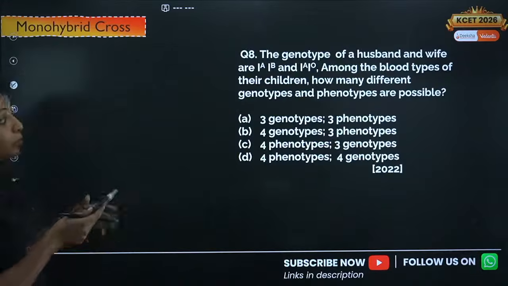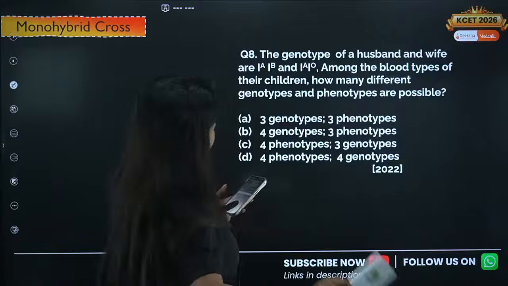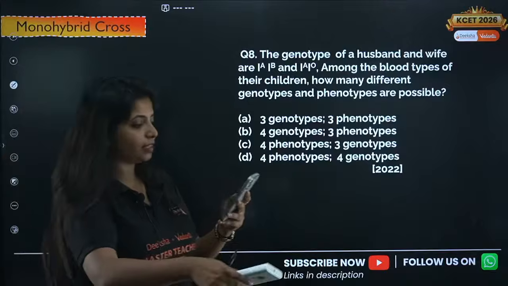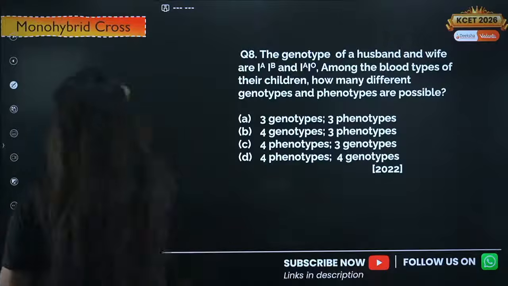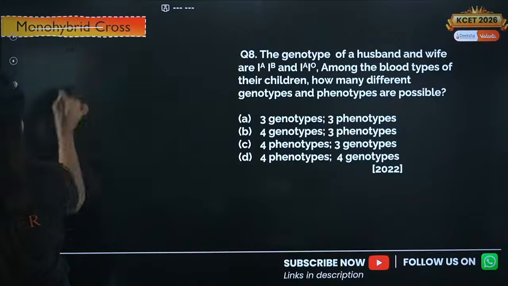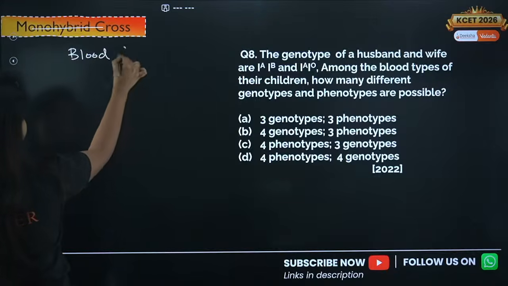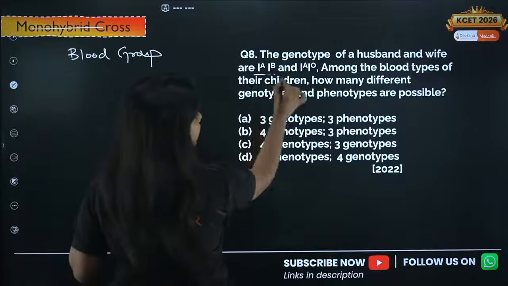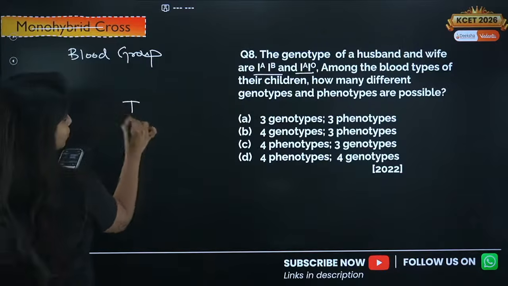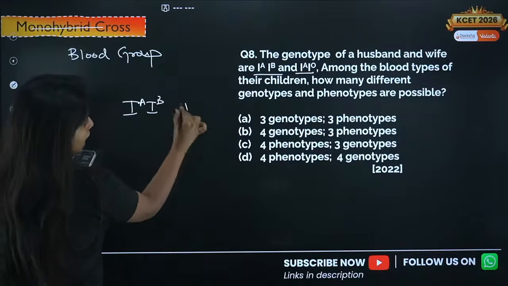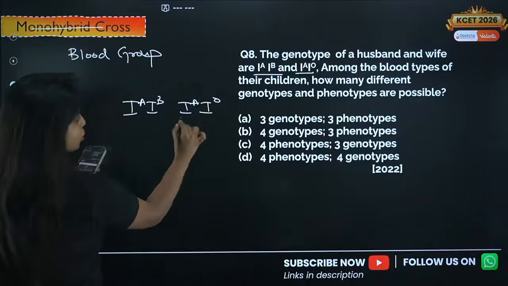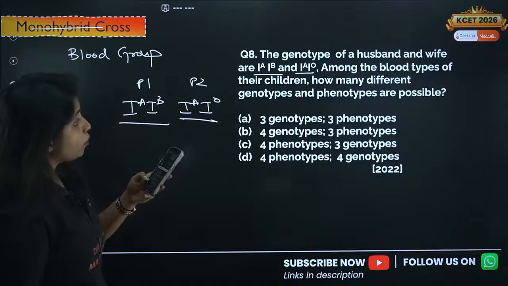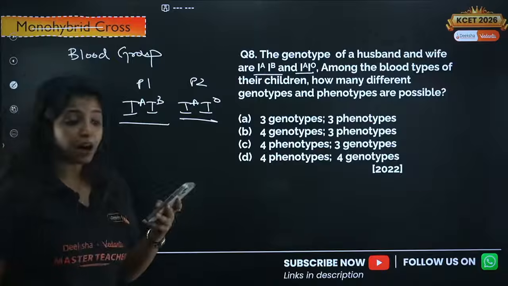This is again related to monohybrid cross, is it? It is actually related to blood groups, so try this question. The genotypes of a husband and a wife are IAIB and IAIO. These are the genotypes of parent 1 and parent 2. Now among the blood types of the children, how many different genotypes and phenotypes are possible?